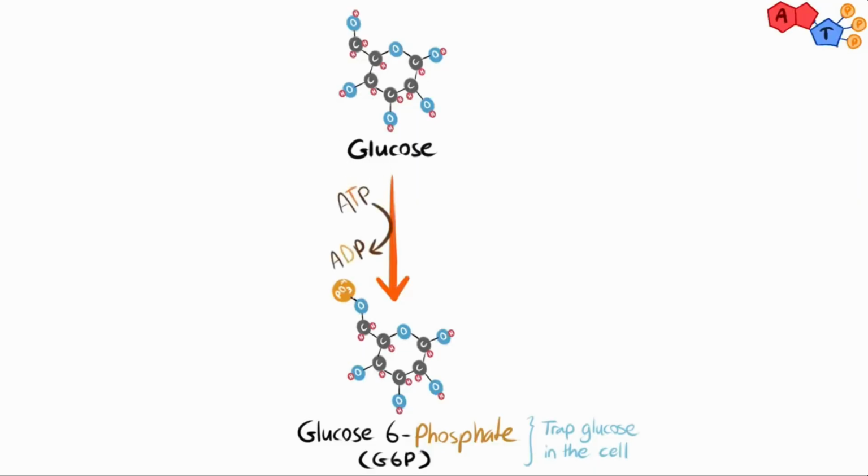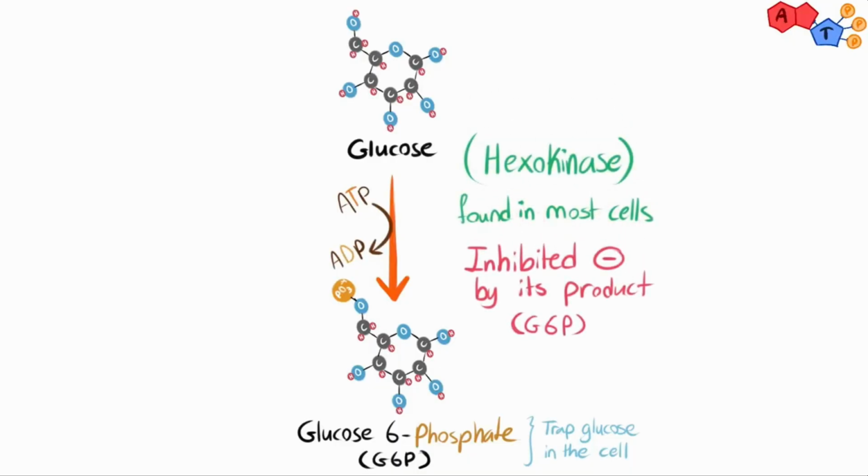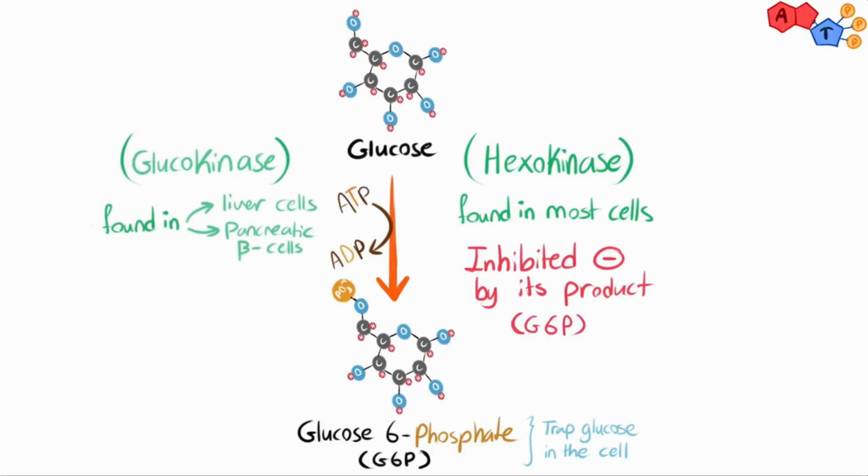This reaction is carried out by one of 2 enzymes. The first one, hexokinase, which is found in most cells, is inhibited by its product glucose 6-phosphate, while the second enzyme, glucokinase, which is found in the liver cells and pancreatic beta cells, isn't inhibited by the product.